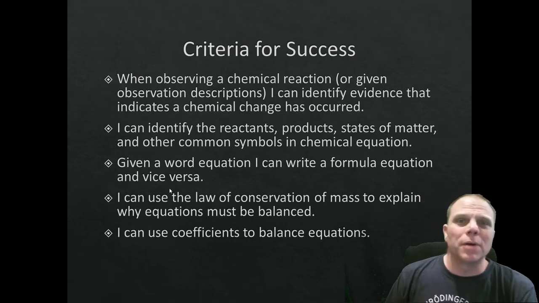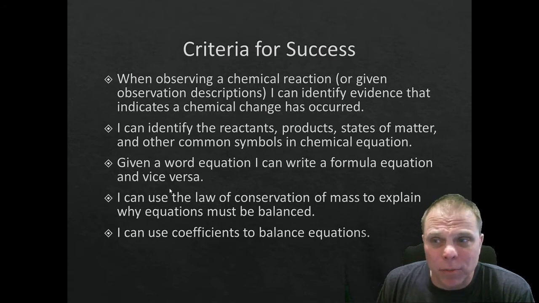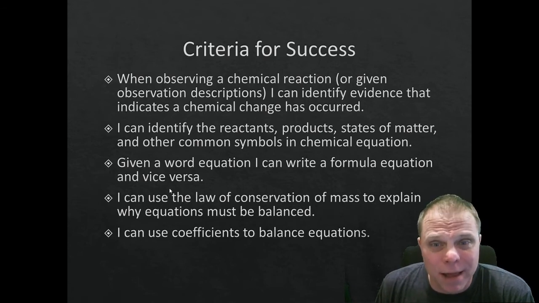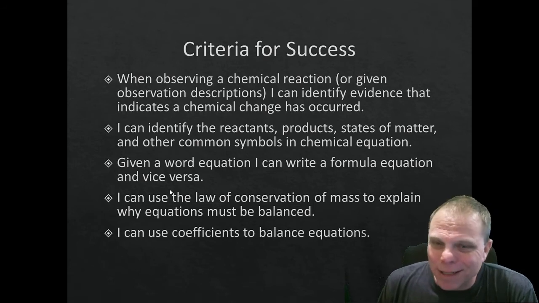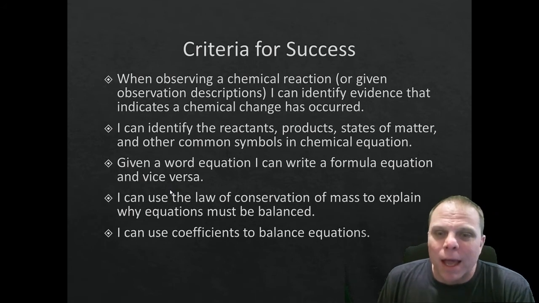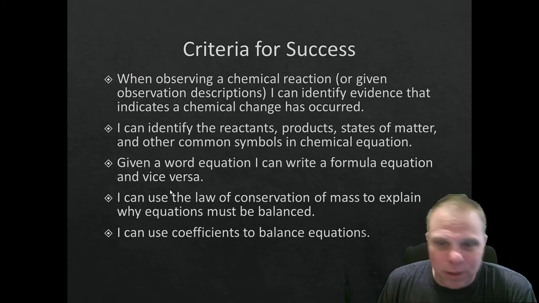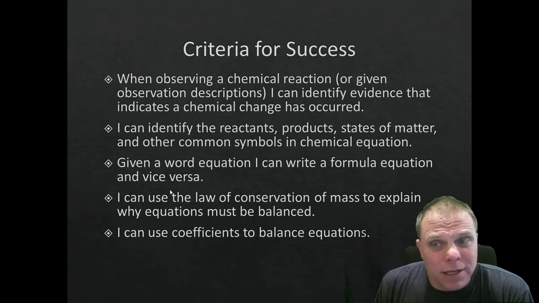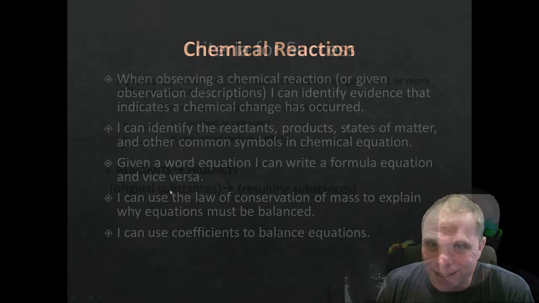Now, a lot of this stuff is review for you guys because you did this in physical science. Let's look at what we want to walk out of here with. What is our criteria for success? When you observe a chemical reaction, or given the observation descriptions, you would be able to identify the evidence that indicates that the chemical change has occurred. You should be able to identify the reactants, the products, the states of matter, and other common symbols that are used in chemical equations. Given a word equation, you can write a formula equation, and vice versa, formula to word. You can use the law of conservation of mass to explain why equations must be balanced. And of course, you can use coefficients to balance equations.